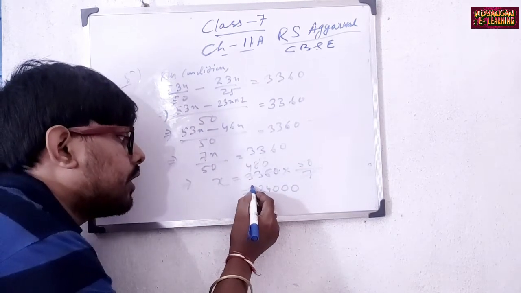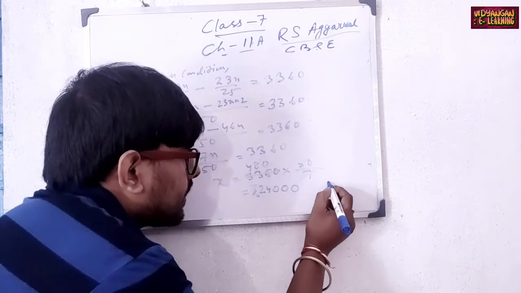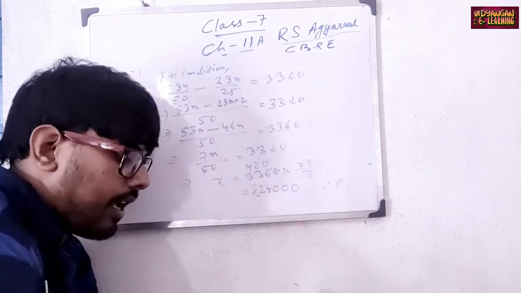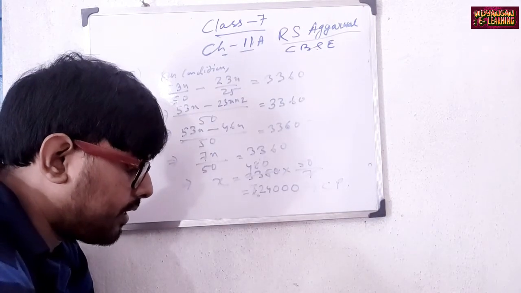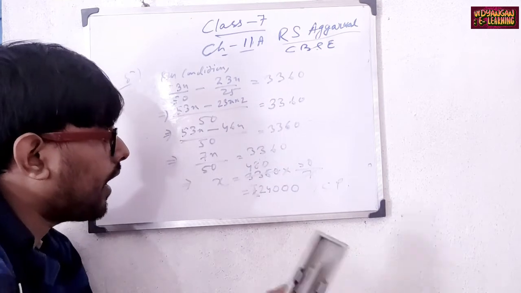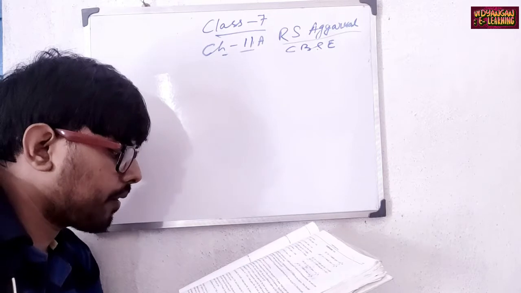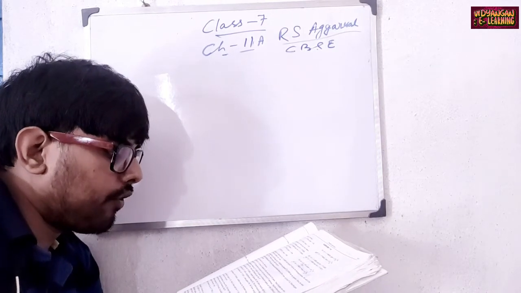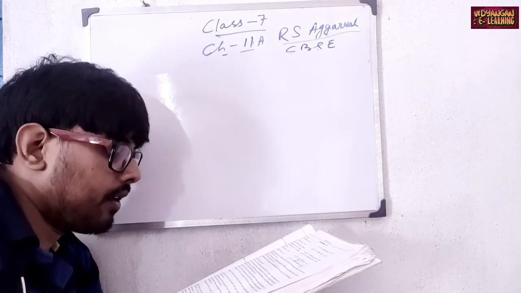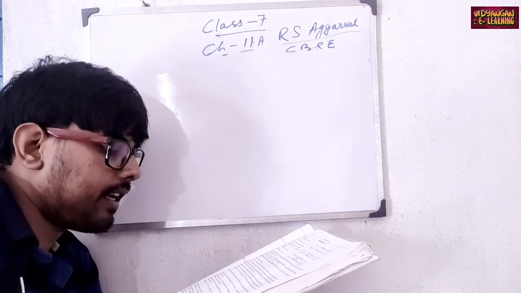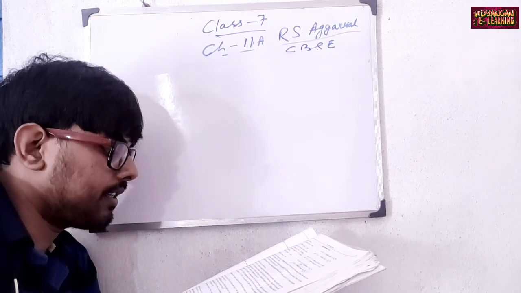rupees 24,000, which is the cost price. This is the cost price, and we had to find this cost price. So for how much did Sandeep buy it? He bought it for rupees 24,000. Question number 16. Pankaj sells 2 cycles for rupees 2,376 each. On one he gains 10% and on the other he loses 10%. Find his gain or loss percent.